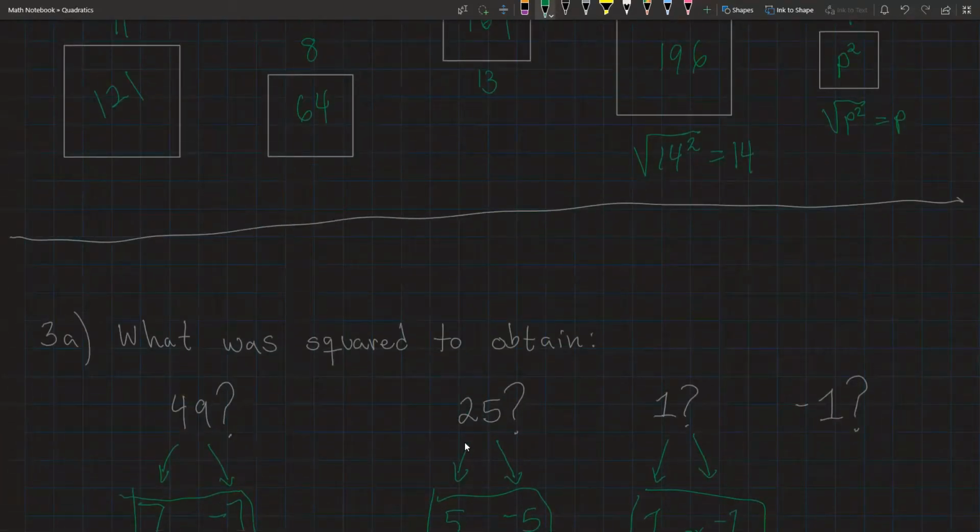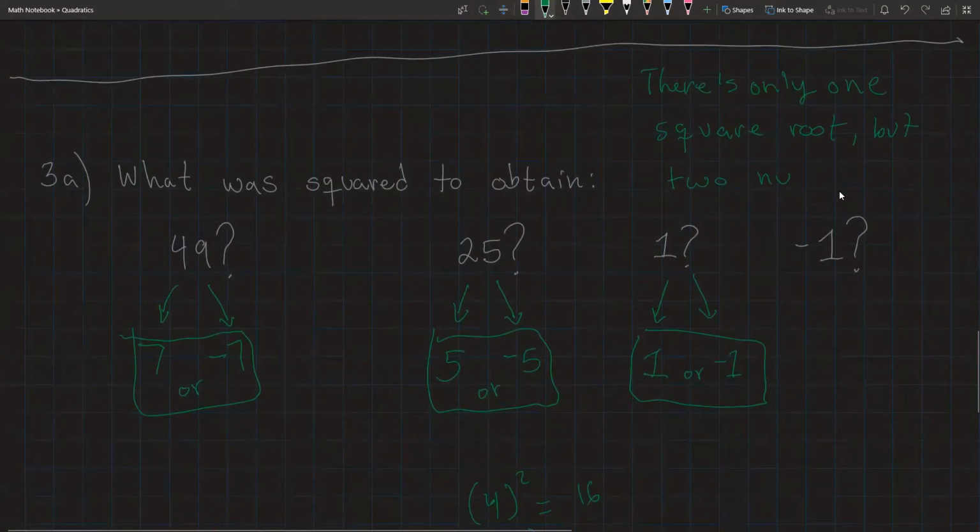I'll write that here in green because it's important. There is only one square root, but there are two different numbers that can be squared. So I'll write that down because it is important, and hopefully you think about it yourself. But two numbers can be squared to the area.